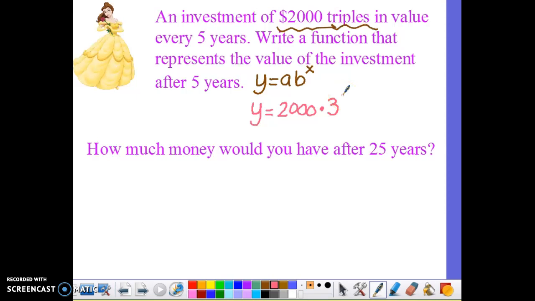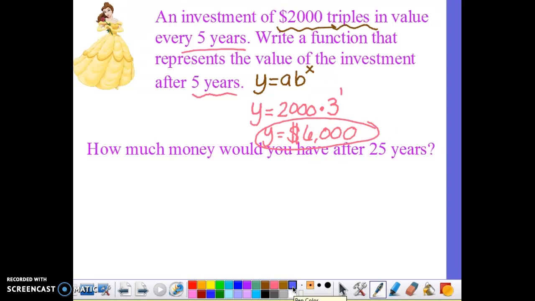But here for x, a lot of us are probably thinking, well, maybe I should put 5 in there. However, it says that it triples every 5 years. So how many times would it triple in 5 years? Just once. So I have to put in a 1 for x. When I go ahead and evaluate that, I'm going to get y is equal to $6,000. So that would be my first part to the bell ringer.